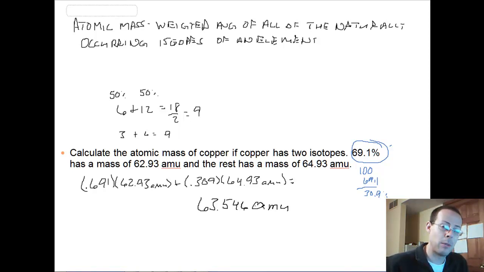So again, it's a decimal number because it's an average, and I think that's all you need to know. Because it's weighted, whatever mass our atomic mass is closer to means we have more of it. Alright? So that's it.